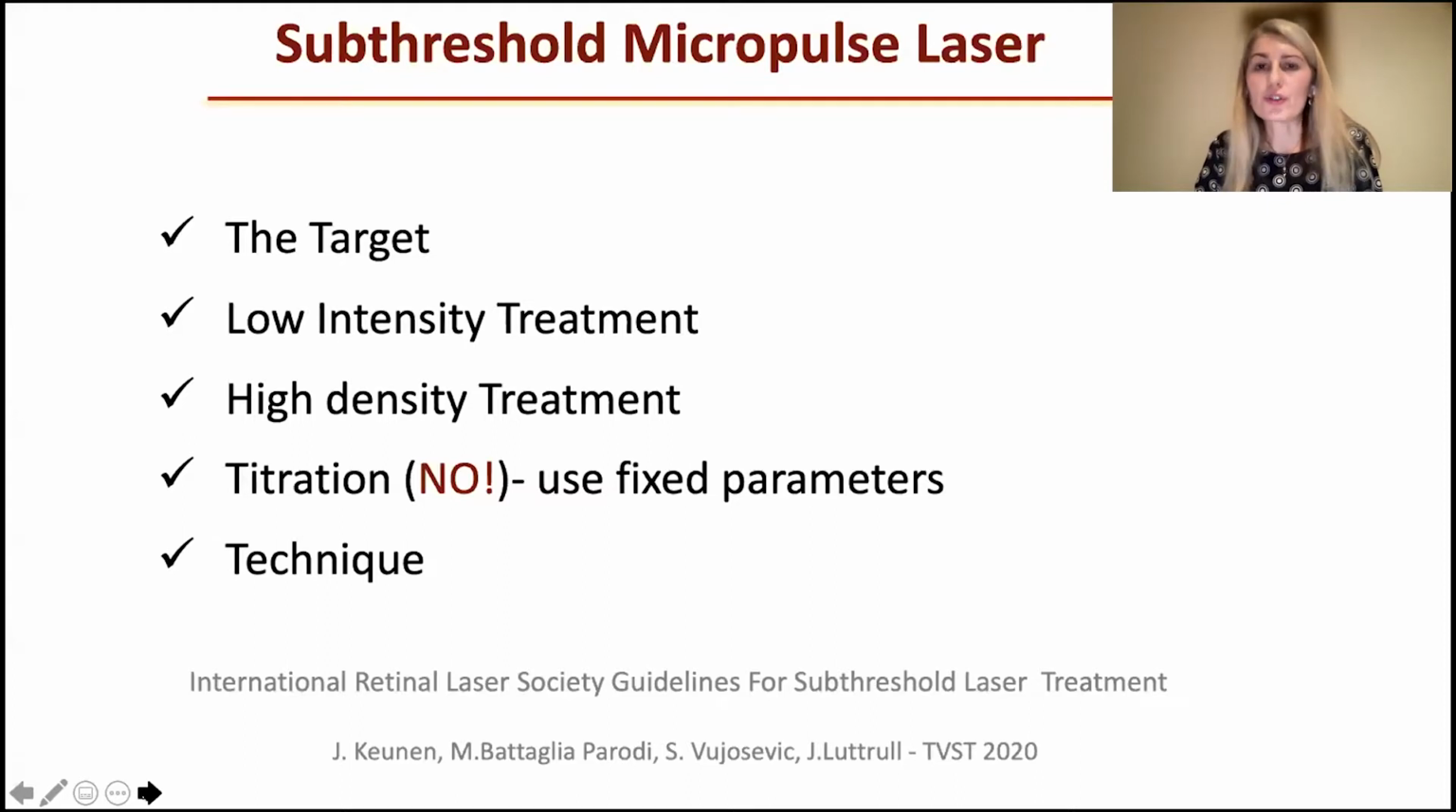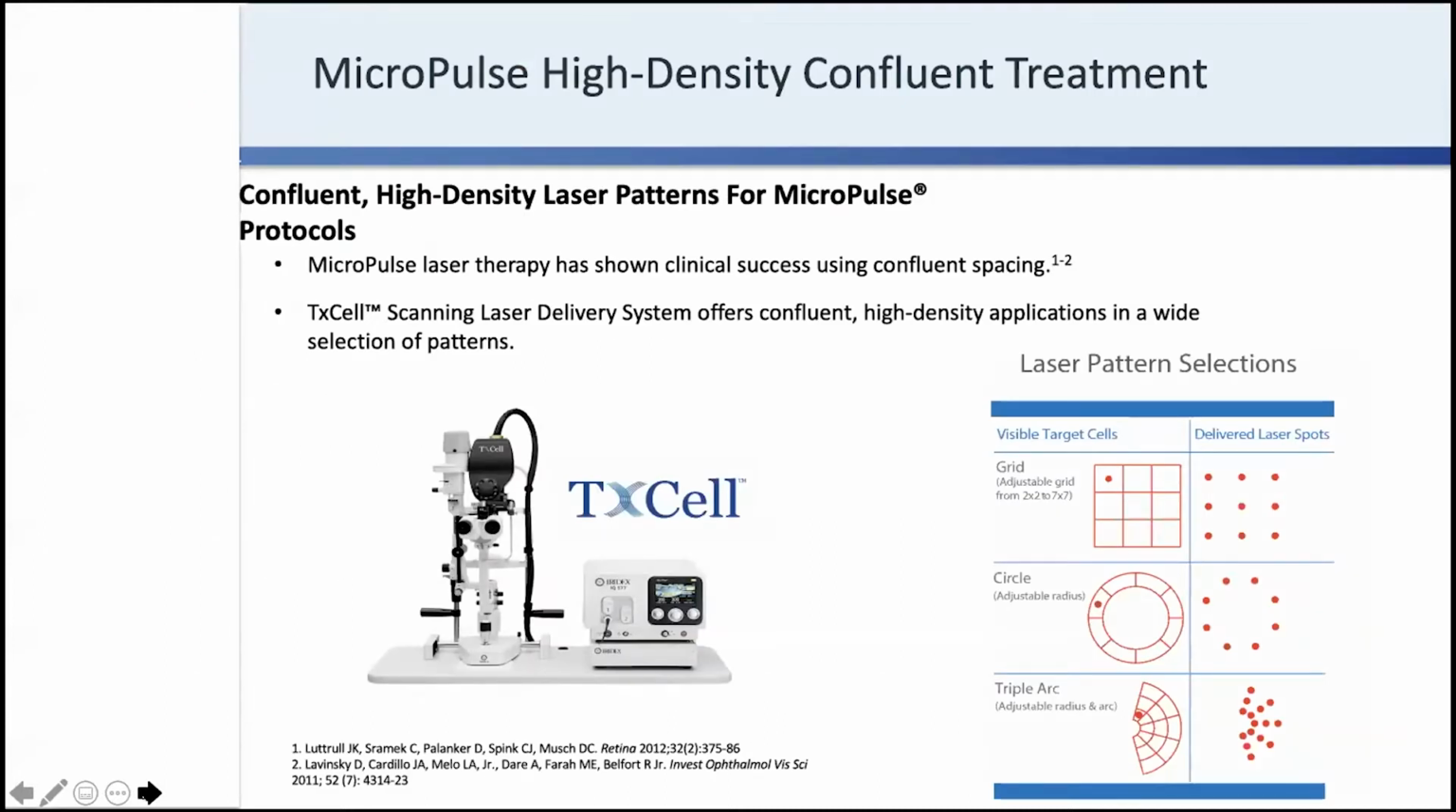So the subthreshold micropulse laser should be performed as a low intensity treatment in order to have the safe treatment, but in order to be effective, it should be a high density treatment. It means that the spots that are delivered to the retina should be confluent. And also we should use the fixed parameters when we treat the retina. Using the Iridex model of the laser, we can perform the IQ 577 nanometers wavelength. We can perform different grids on the retina that can be adjustable from 2.2 to 7.7, as quadrants or circular or as triple arcs on the retina.